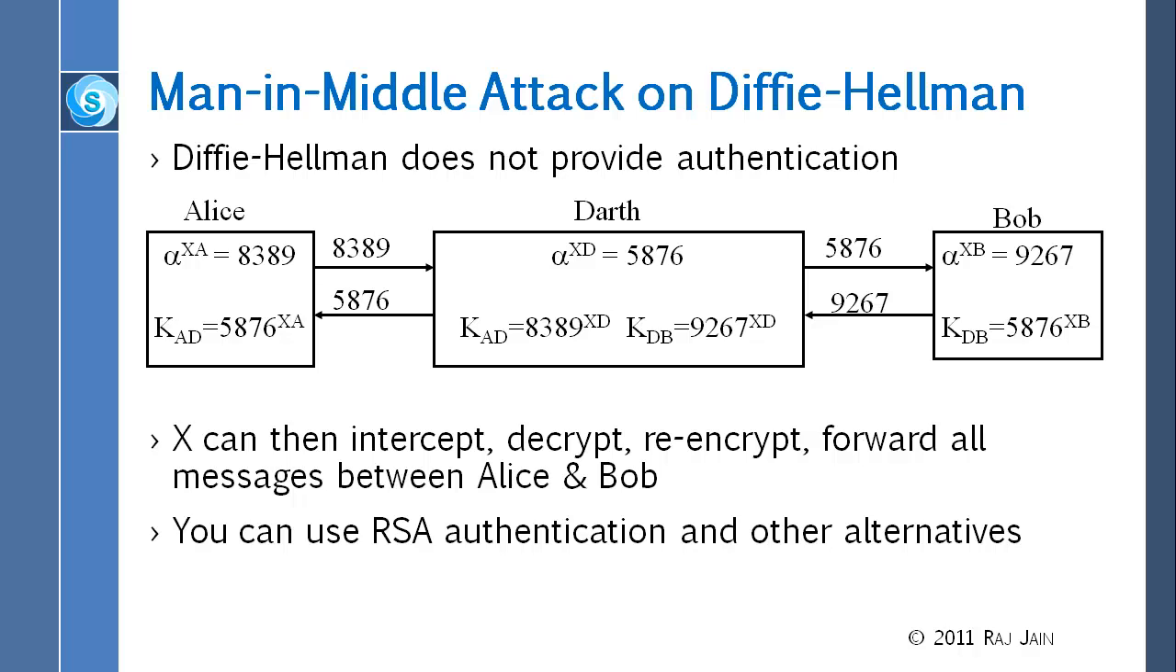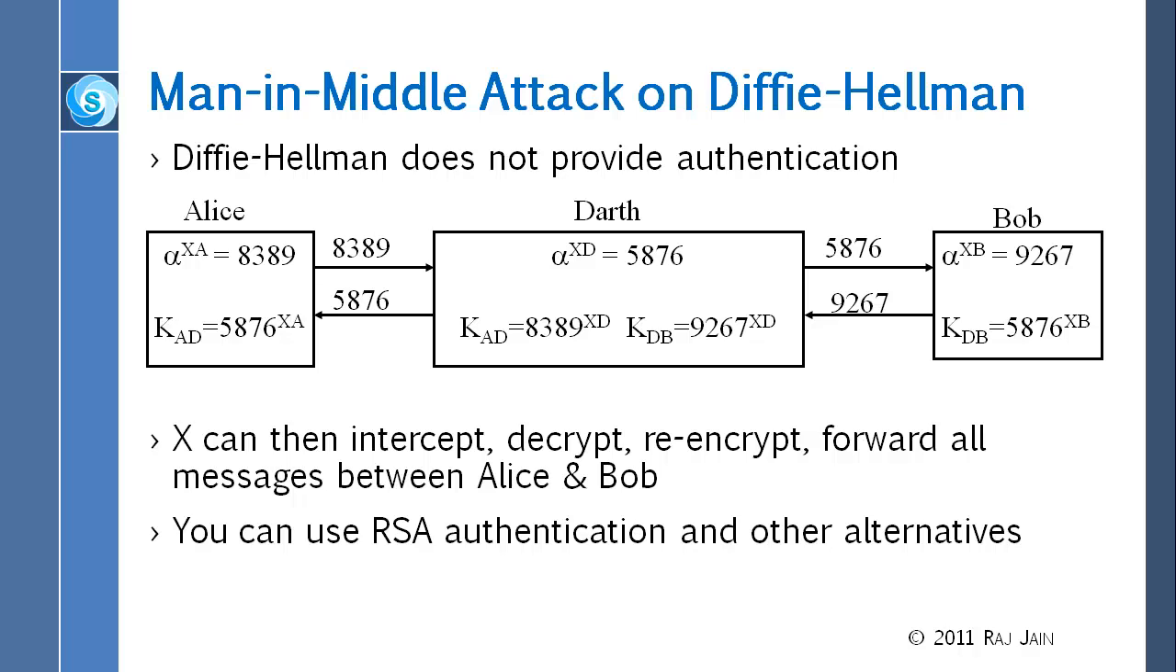So it sends 5876. Bob does the calculation thinking that it is coming from Alice. He selects some number, and then says 9267. So Dart now has a secret that only Dart and Bob know. And then it sends another number, 8389, something like that, and it sends 5876 to that one. So now Dart has a secret number that only Alice and Dart know. Every message that comes encrypted here, Dart can decrypt it, re-encrypt it with this new secret, and send it to Bob. Bob thinks, wow, great, this is all working.